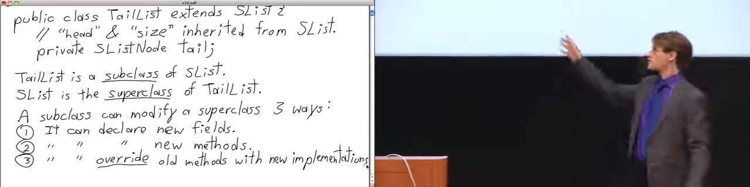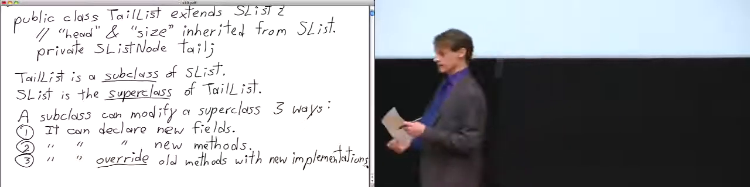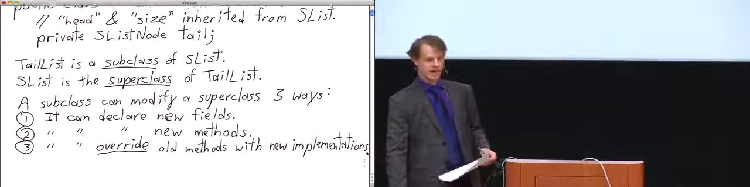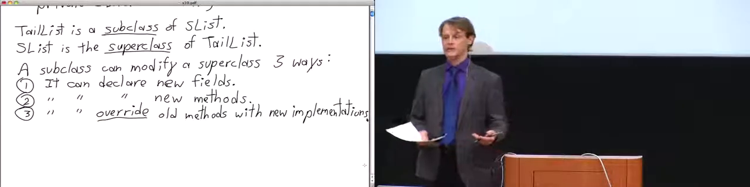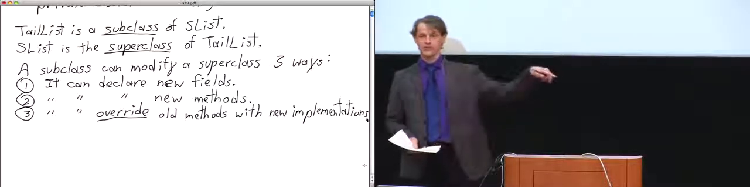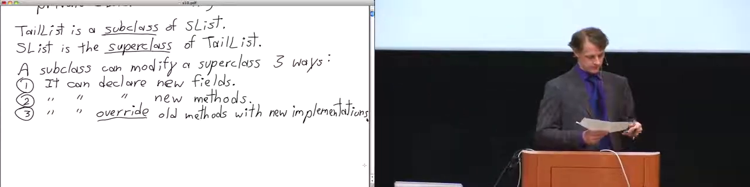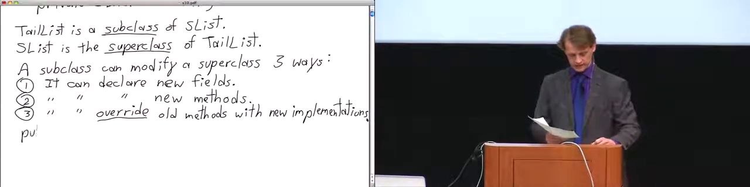So we've already seen an example of the first one of these things. Let's try out the third one. Of course, what's the big advantage of TailList? The big advantage of TailList is that you can do insertEnd faster than you can with an SList. You don't have to walk all the way through the SList to get to the end before you can insert the new item. So let's write a new insertEnd for TailList, which overrides SList's old slow insertEnd method.